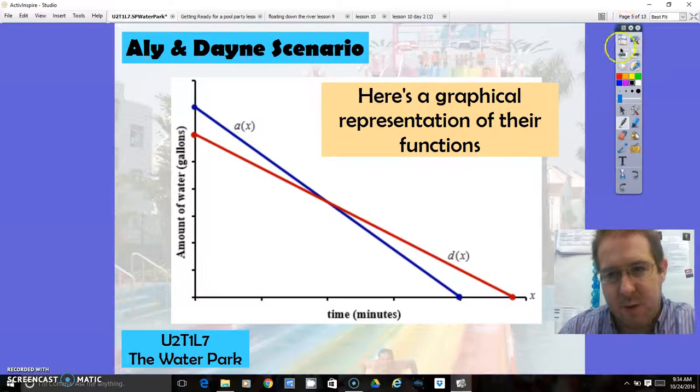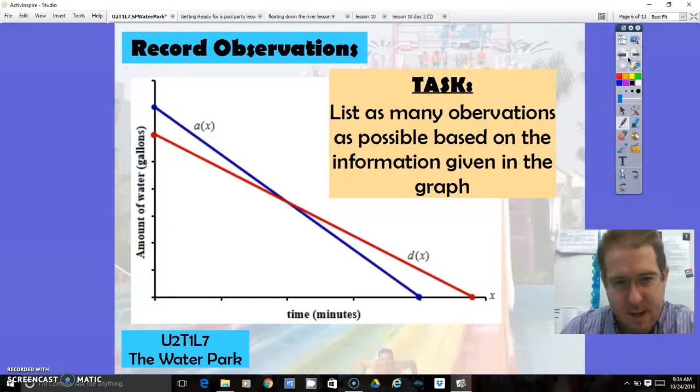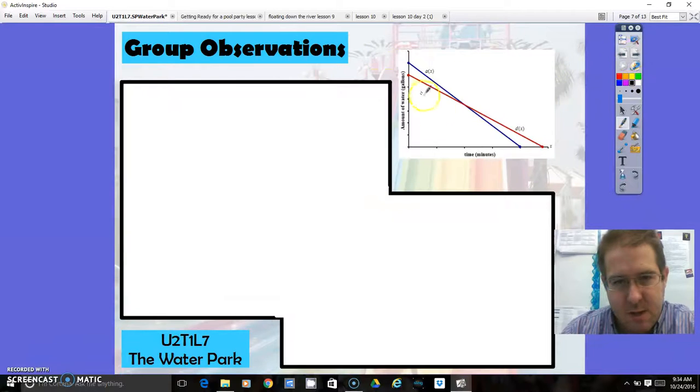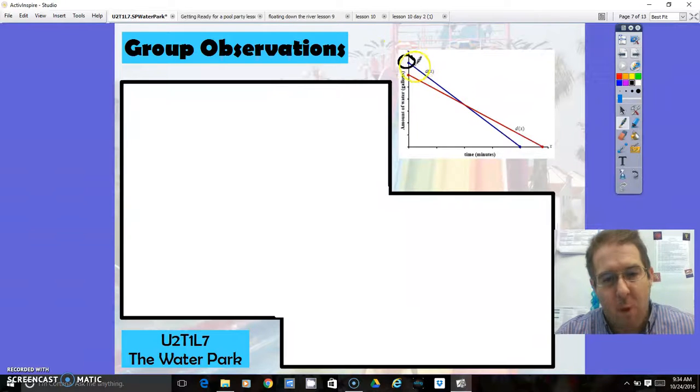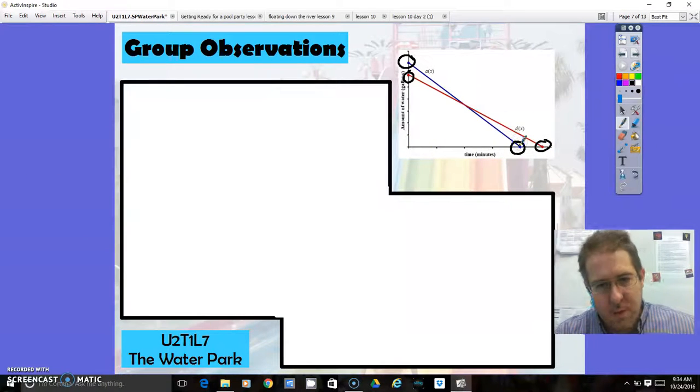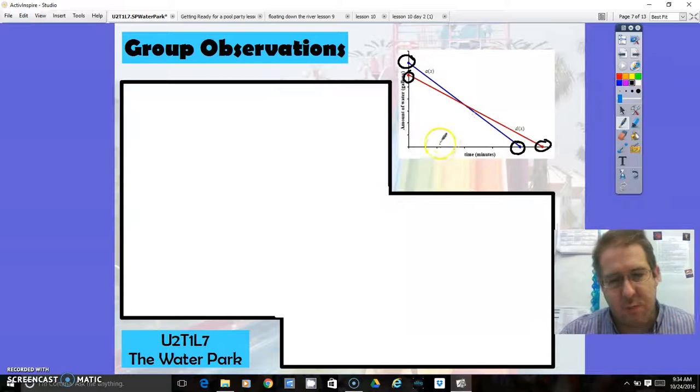So things that you should have noticed when you look at this graph, because that's what it says, record some observations. Some observations I noticed is that Allie's pool started with more water. You can see that it clearly starts above this one. This is Dane's pool. Dane's pool took longer because this is time. Allie's was able to finish first.